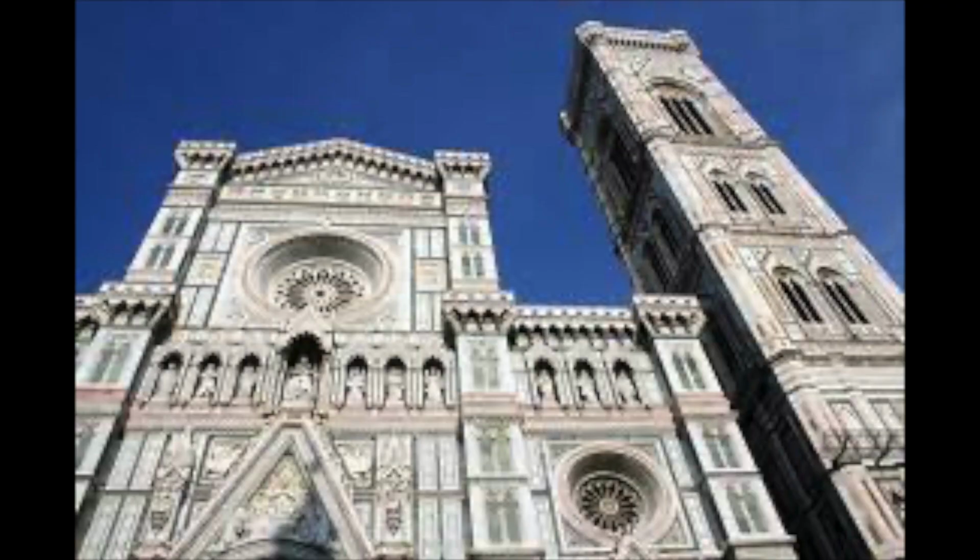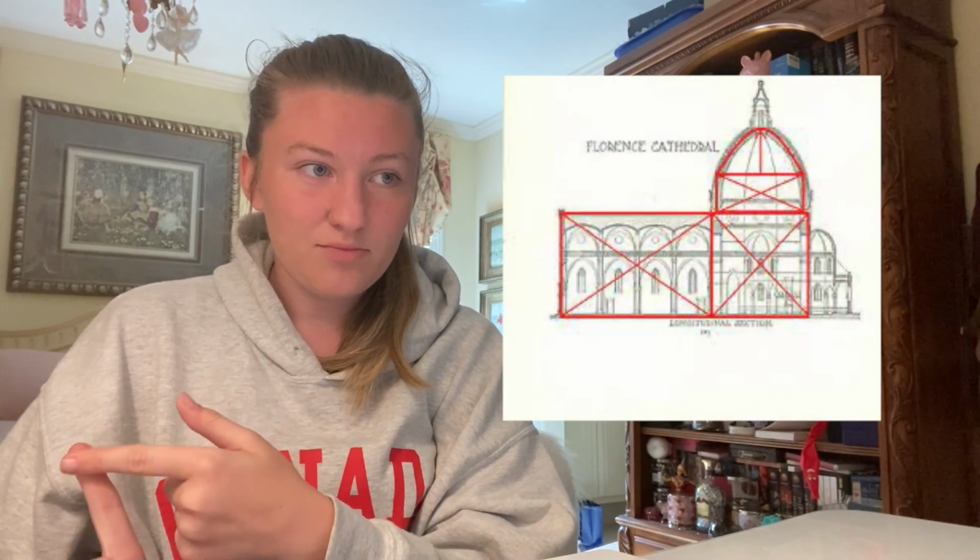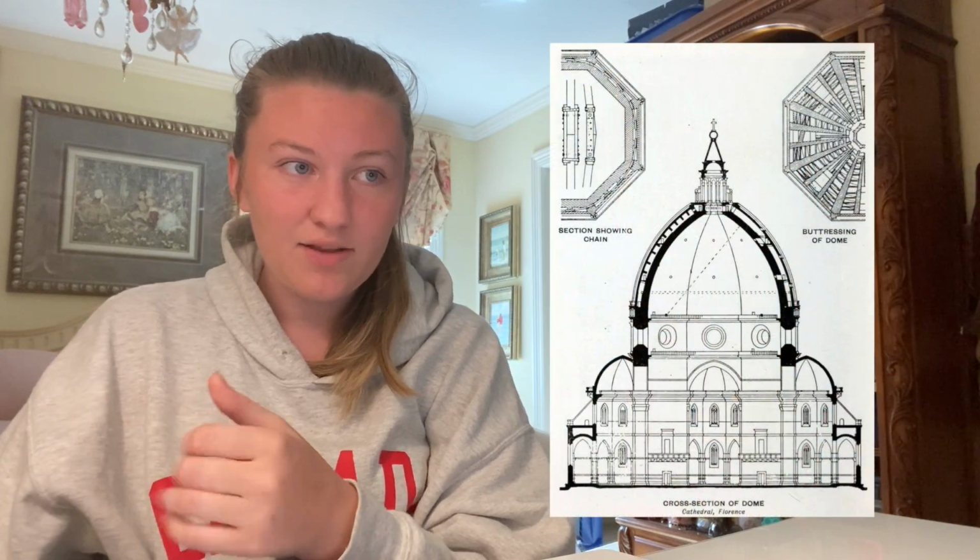Now, it was used in the Florence Cathedral, which is one of the most famous buildings in the Renaissance. It had a dome that is based on the golden ratio, and the ratio of the height of the dome to the diameter is 1.618, creating a sense of balance and symmetry that is truly breathtaking.